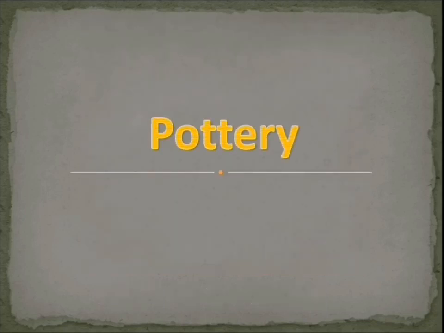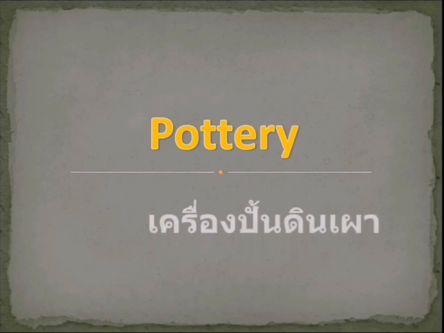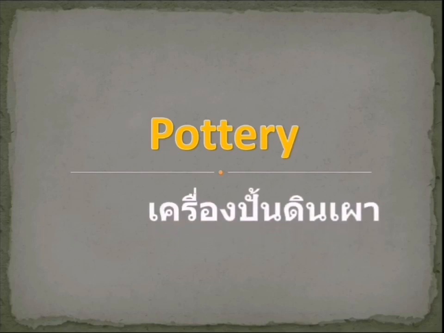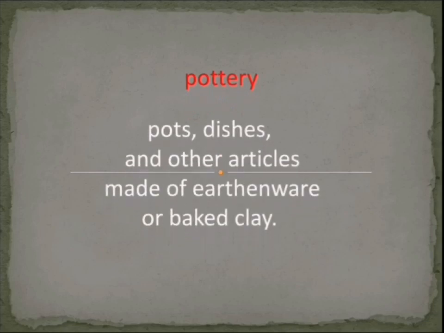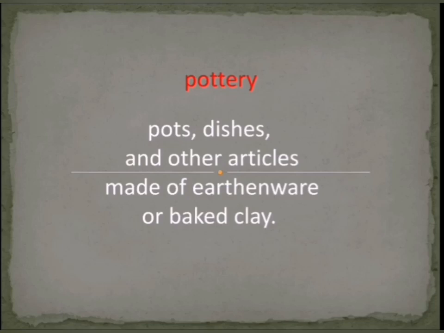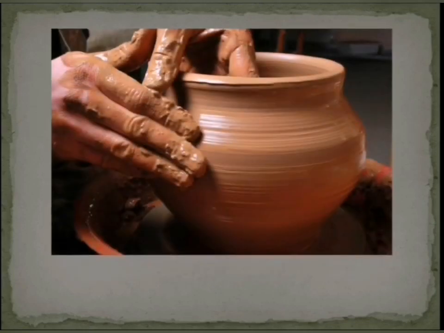Next, let's go to pottery. Pottery in Thai means, let's define what is a pottery. Pottery: pots, dishes, and other articles made of earthenware or baked clay. So a pottery is made of clay, and we actually bake it in order for the pottery to be hard or hardened. Now let's move on to our example.